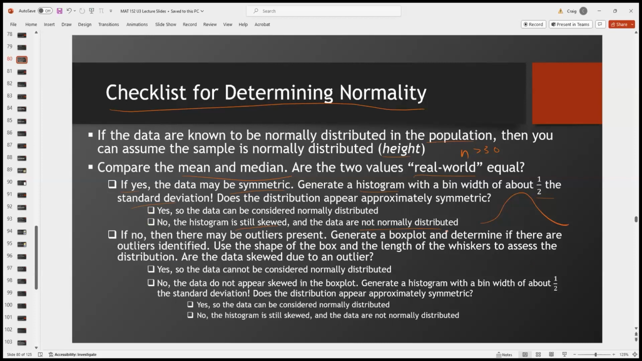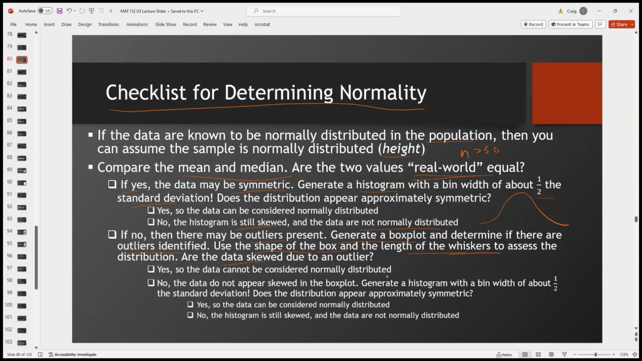If you compare the two and they're not real world equal, then you might have an outlier that's skewing the mean. So your first step there would be to make a box plot and determine if there are outliers. See if the box plot shows you any outliers, and then you can use the shape of the box plot, the length of the whiskers, to figure out the distribution. Does it still look symmetrically distributed? Are the whiskers about the same length? Is the box about the same on both sides? Or is there still some skew due to an outlier?